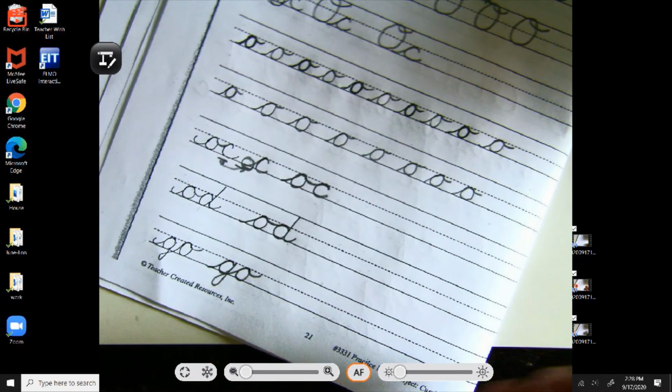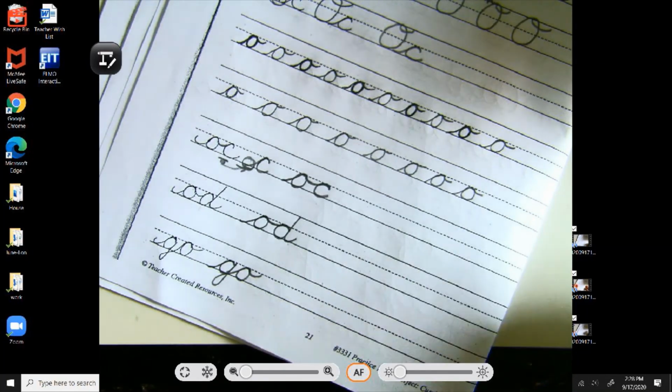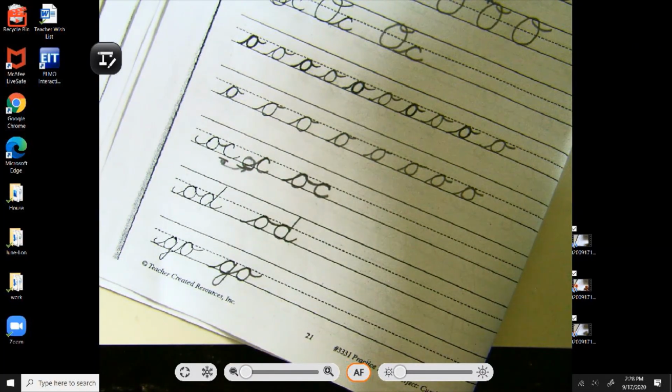And then remember, scholars, submit photos of each side. So you should send the C side and the O side to your teacher. That's the assignment for today.